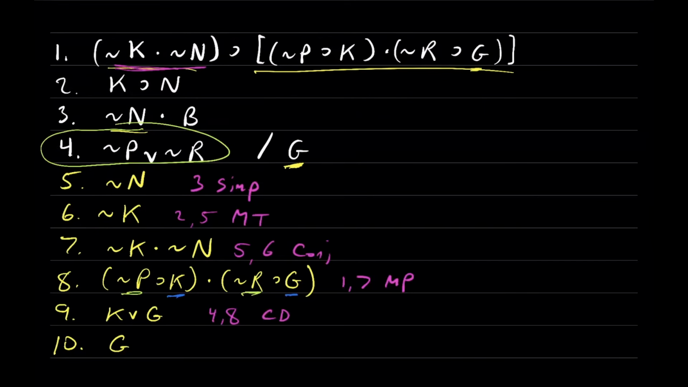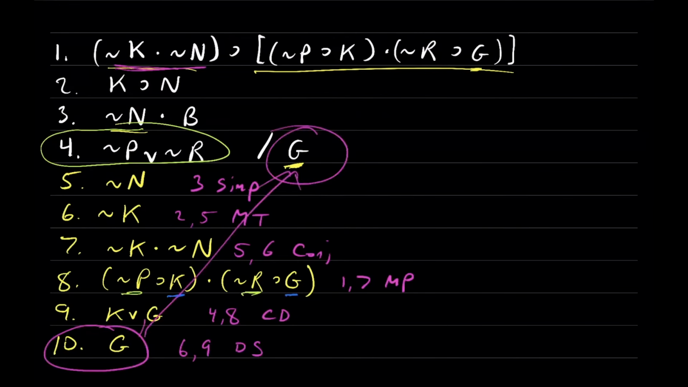And that's going to follow now from line 6 and line 9 by disjunctive syllogism, which was one of the rules from last week. And once we have G on its own line, we're done, and we'll have shown that this argument is a valid argument. There we go, and we're done.